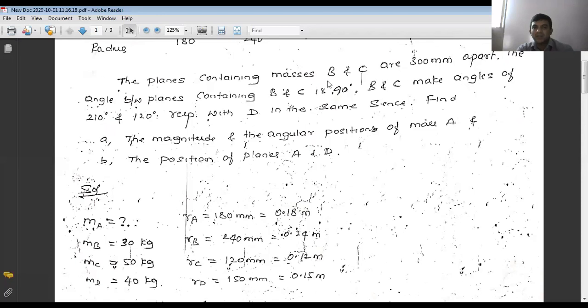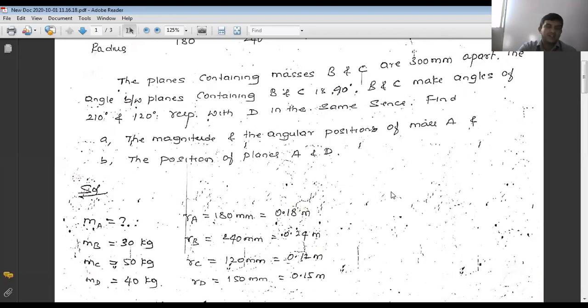The planes containing masses B and C are 300 mm apart. The angle between the planes containing B and C is 90 degrees. And B and C make angles of 210 degrees and 120 degrees respectively with D in the same sense. Now, which one do you consider as the horizontal position?